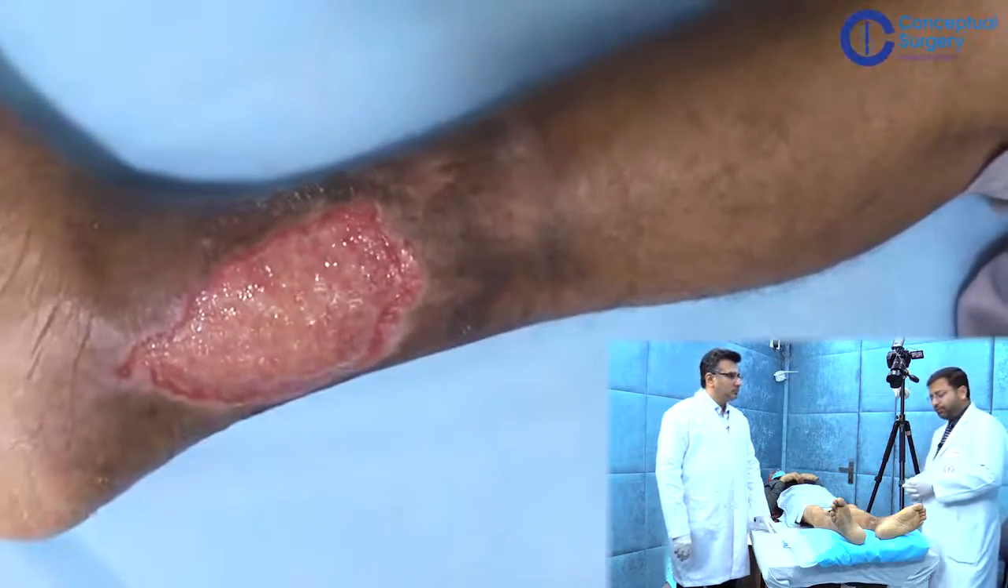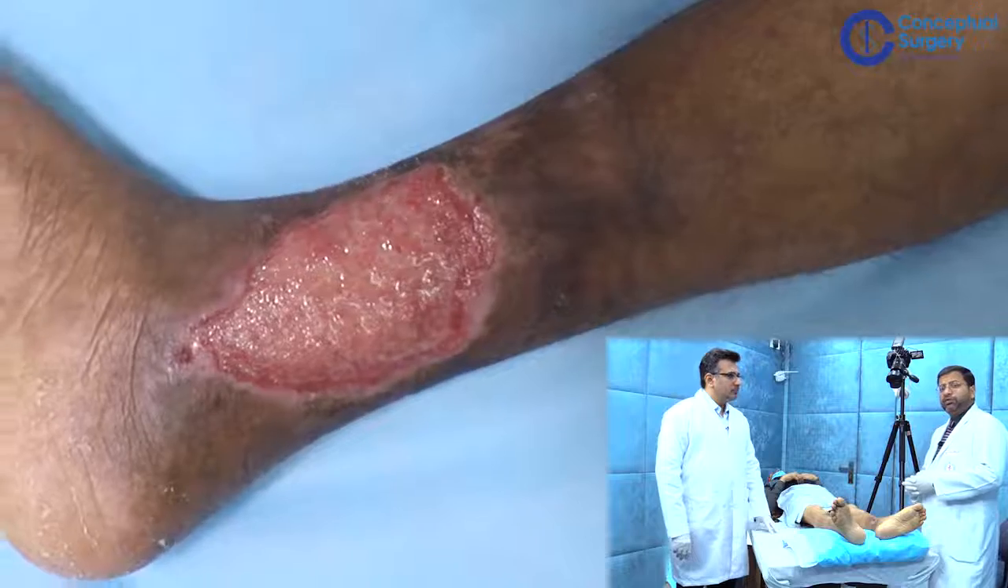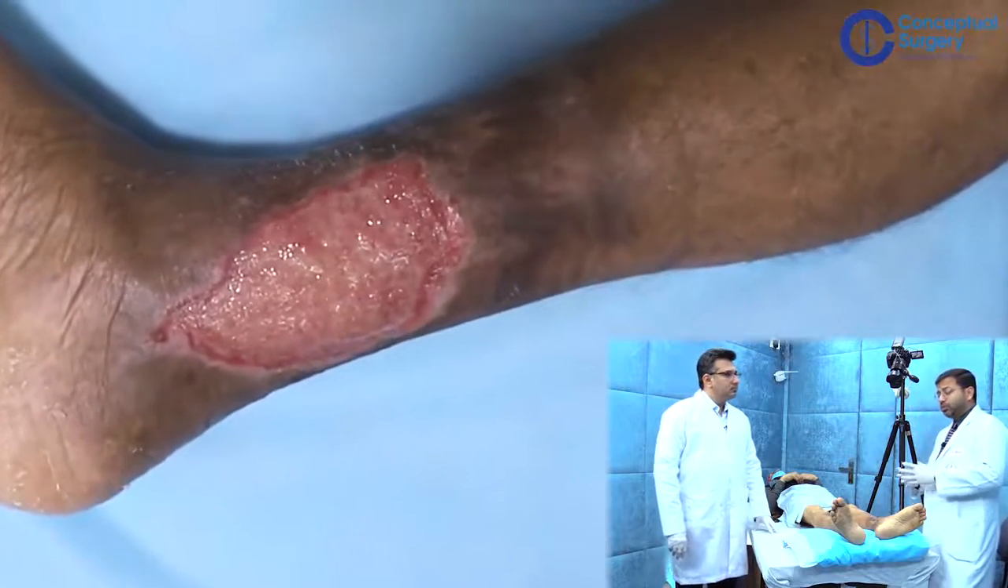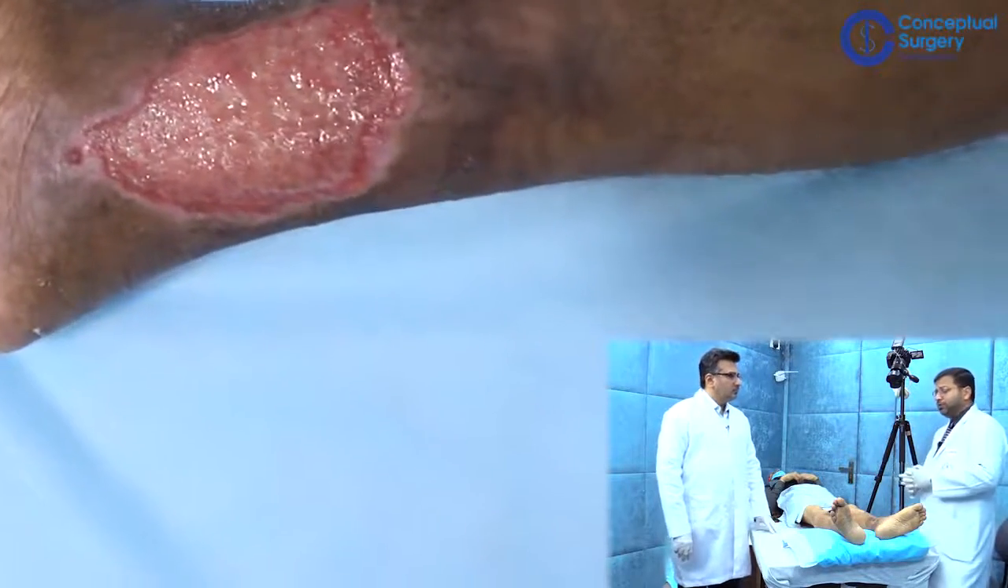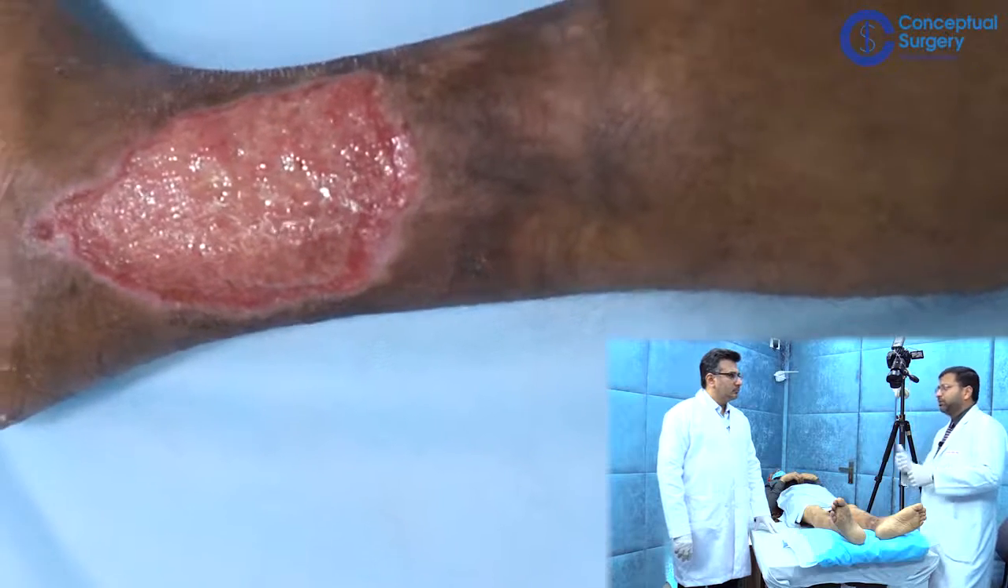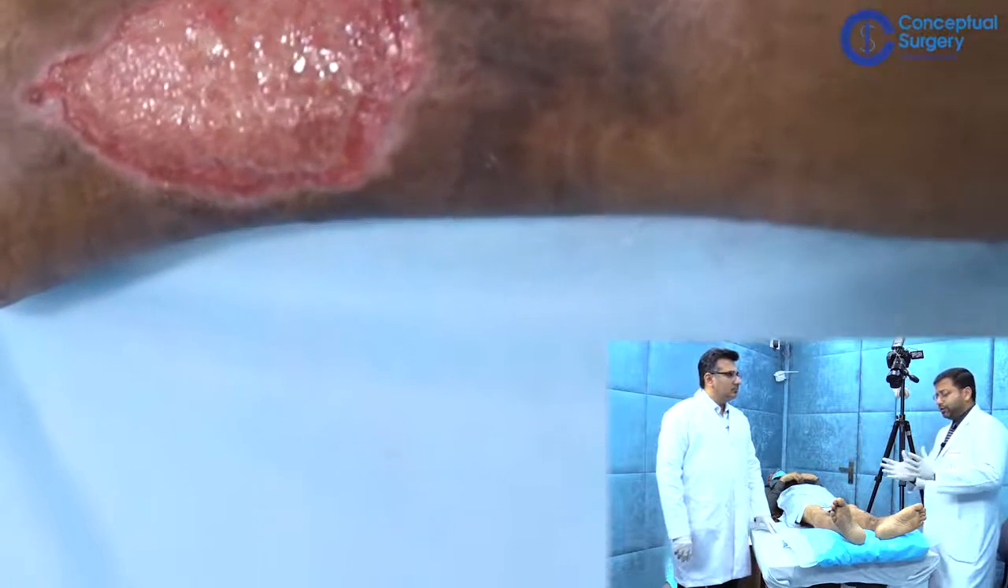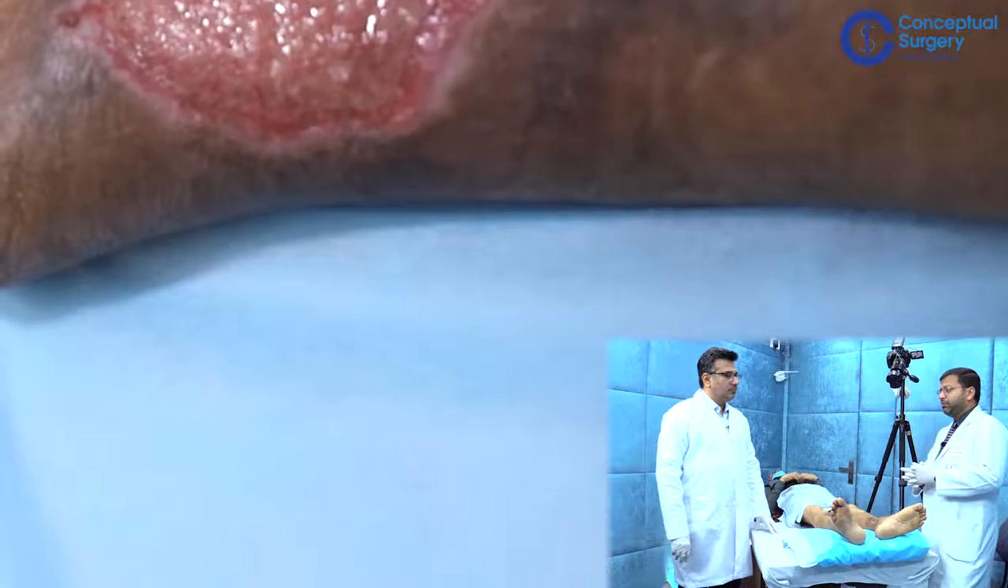Now, talking about the ulcer, here we can see an ulcer on the right lower limb of this patient. And whenever we talk about any ulcer, we need to look at the ulcer per se. So we will inspect the ulcer, we will palpate the ulcer, and we will examine the different characteristics of the ulcer.